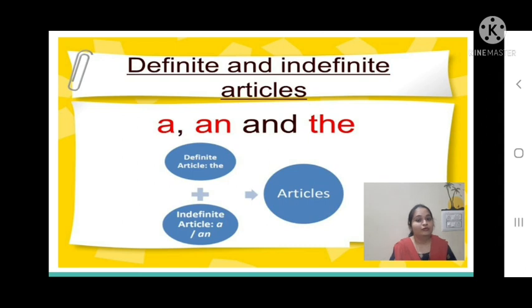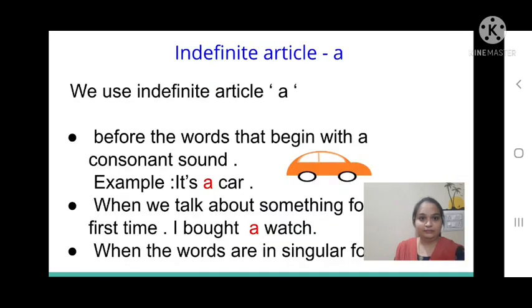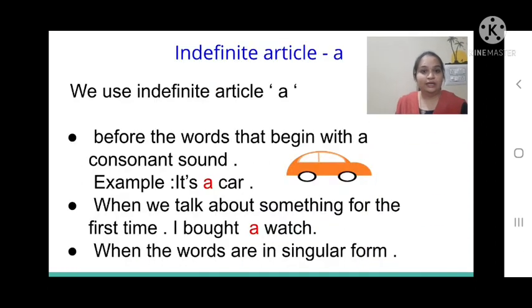How do we know where to use which article, whether a, an or the with the word? To know that, we will know which group they belong to. Here we come to know that the is a definite article. A and an are called indefinite articles. So where do we use a, an and the? We'll know one by one.